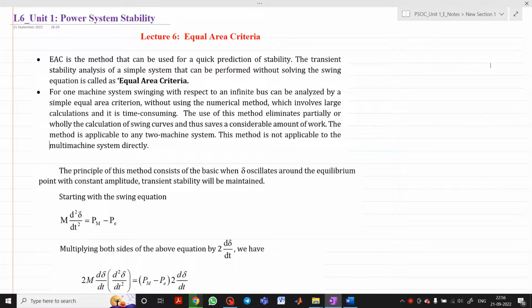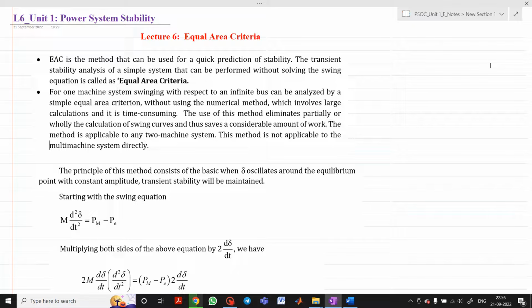In this video lecture, we are going to discuss a topic from power system stability, and the topic is equal area criteria. Basically, this equal area criteria is used for the quick prediction of stability. Now, which stability can be analyzed by equal area criteria? The answer is transient stability analysis. This is the simplest method which can be used, and here we are not going to solve any swing equation. So the transient stability analysis of a simple system that can be performed without solving any swing equation is called the equal area criteria.